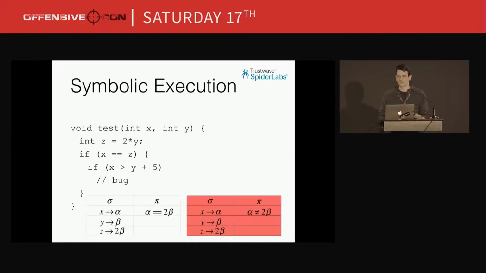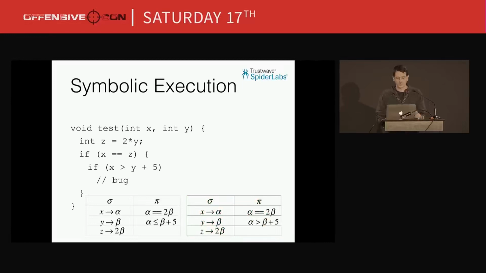And now we get to the first conditional statement, if x equals z. And at this point, we've got two paths. We can take the true branch, or we can take the false branch. If we take the true branch, then we get the path conditions on the left: alpha equals 2 times beta. If we go in the opposite direction, then alpha is not equal to 2 beta. And obviously this set of path constraints on the right is not feasible. Right? So alpha is always equal to 2 beta. So you can just basically eliminate this path and don't go down that branch. Don't take the path that leads to the false branch in this case.